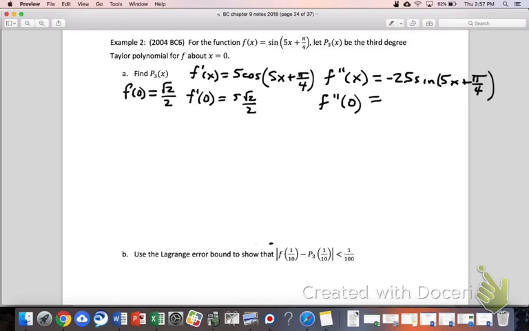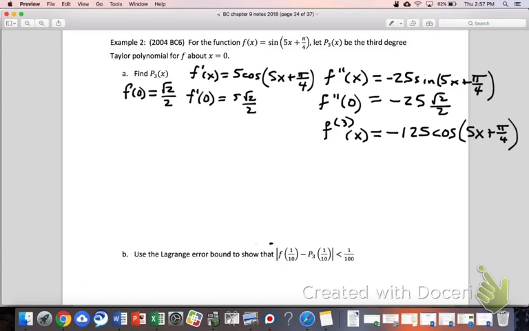Do you guys remember the chain rule on all these derivatives? Be careful with that. You guys get a bunch of root 2 over 2s for your coefficients? Yeah. Okay. This will probably be where we finish here.